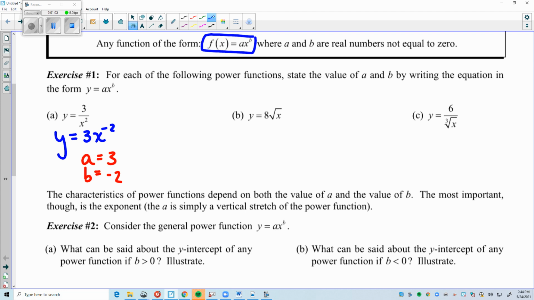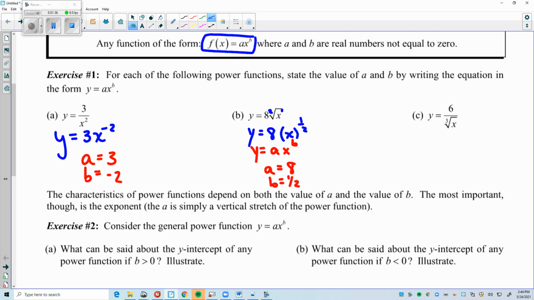Now again, it needs to be out of that root, so I have to go back to my root concept, and I could rewrite this as x to the 1/2. Keep in mind, since it's a square root, that root value goes on the bottom, the exponent with the variable goes on the top of that fraction. Okay, so if I want to put this into a times x raised to the b, the a value is 8, and our b value is 1/2.